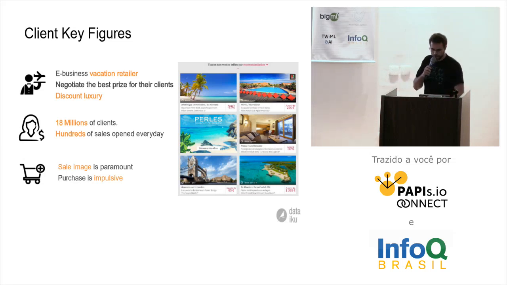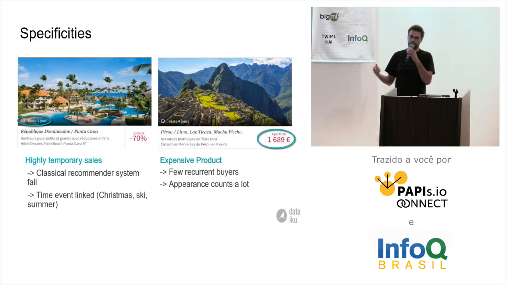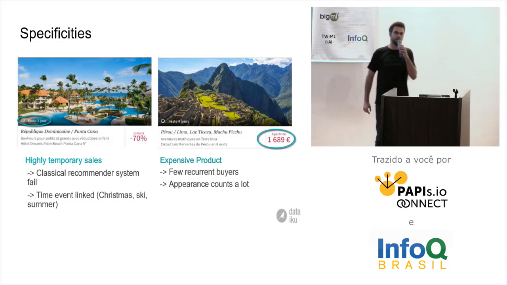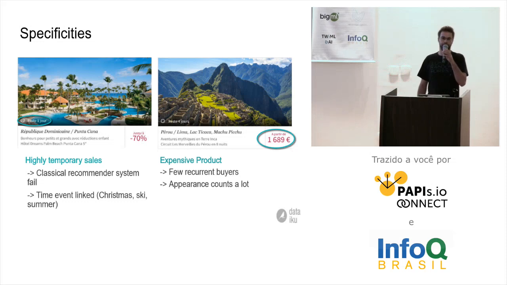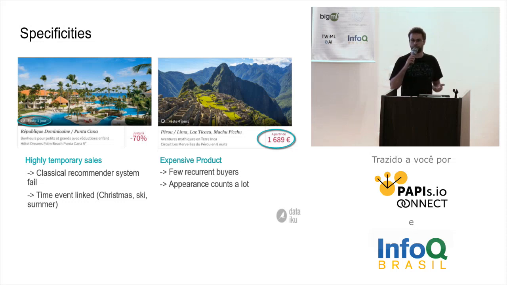That's the idea, which leads to some specificities when we talk about recommendation engines. It's kind of close to what we saw this morning with the news recommendation. There is a highly temporary feature. Each of these products stays on the website for 1 week maximum. So it means that you cannot really use a classical recommender system because the matrix will be really, really sparse. And also, all of these sales are really seasonal. You cannot really sell ski during the summer, and Punta Cana, for example, will be more sold in France during the summer.